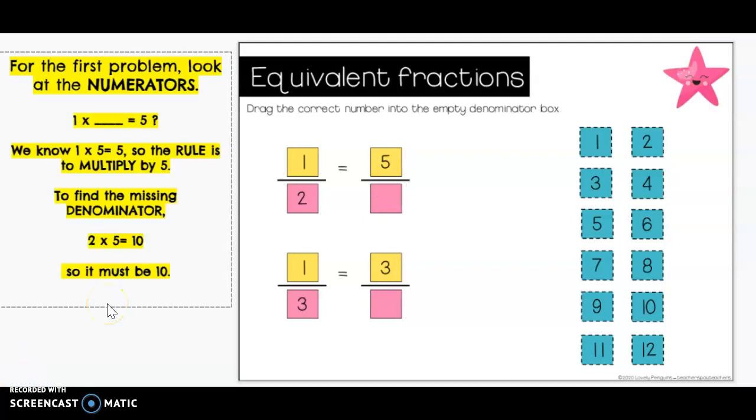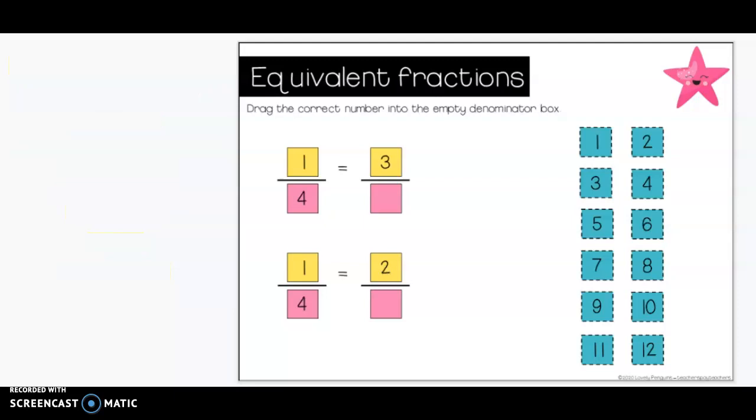In slide 11, you have the numerators, but you're missing the denominators. So just like before, you think to yourself, 1 times what equals 5? And you know 1 times 5 equals 5, so if the rule is to multiply by 5, I just do 2 times 5 to find my missing denominator. And you're going to do that for slides 11, 12, 13, 14.